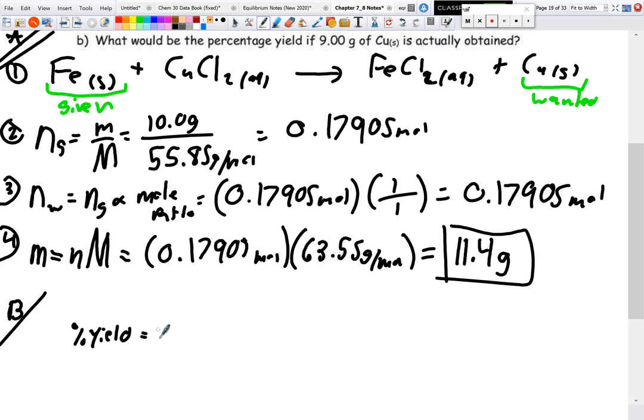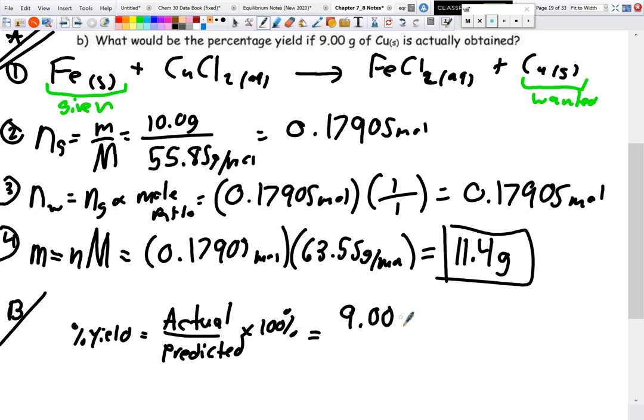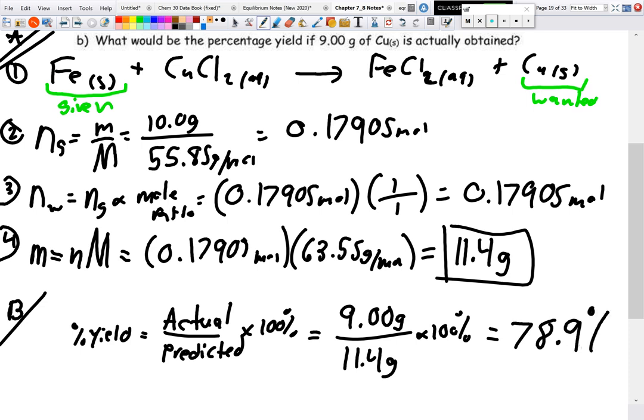So our formula for percent yield is equal to our actual over our predicted times 100%. So our actual is said in part B, we actually collected 9.00 grams. Our predicted from part A, we should have collected 11.4 grams. So our percent yield when we solve this is we get 78.9%. So what this number says is that we actually collected 78.9% of what we should collect.